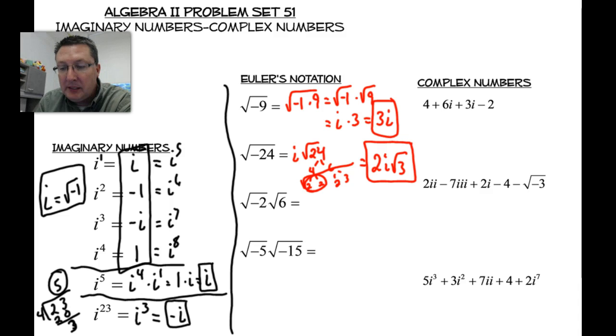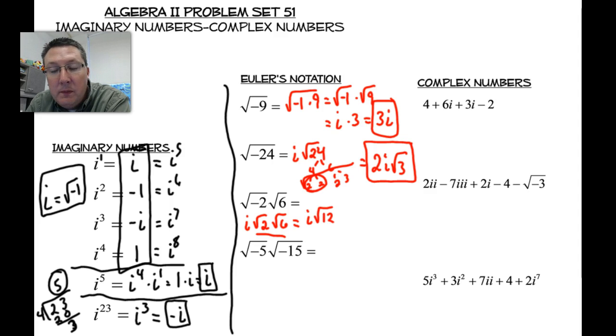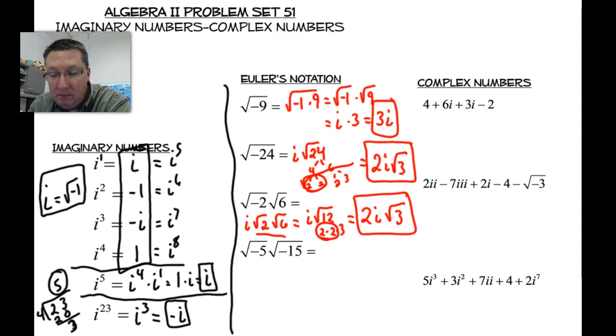Okay? Next, square root of negative 2. Again, I see a negative under there. First thing I'm going to do is write an i. And then I have the square root of 2 times the square root of 6. Well, putting these two square roots together, I could make that i times the square root of 12. If we break down 12, that's 2 times 6, or 2 times 2 times 3. So again, I have a pair of 2's. So I can pull another 2 out, times the i, times the square root of 3. Interesting, same answer. Did not mean for that to happen, but oh well.